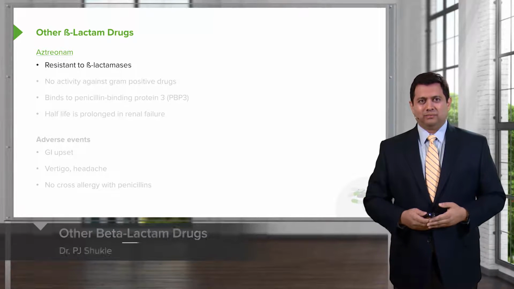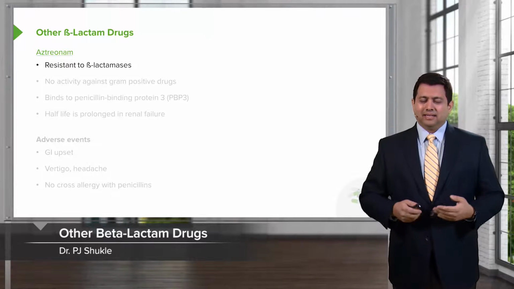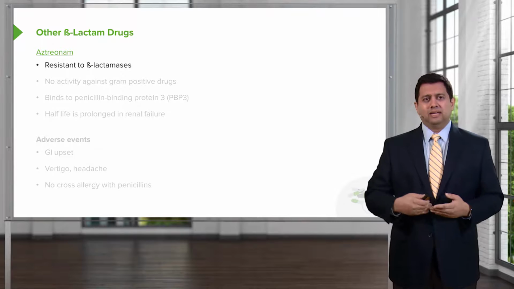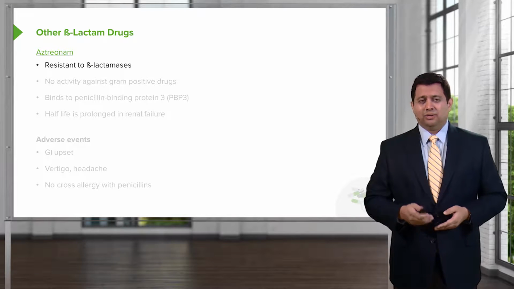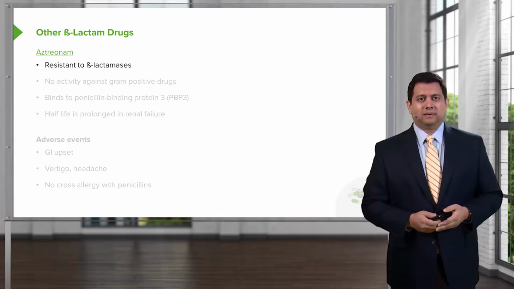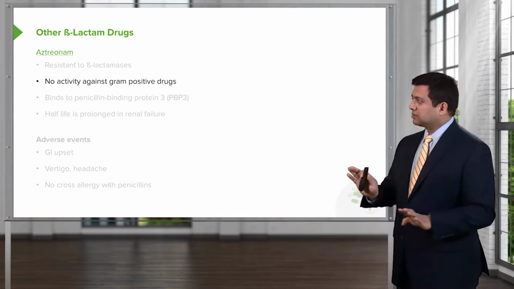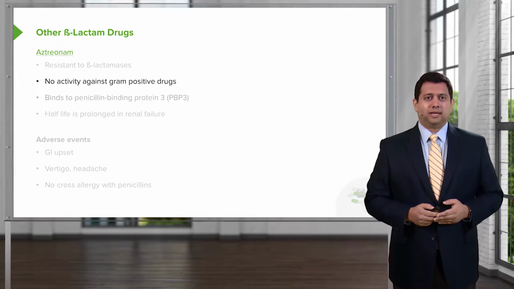Other beta-lactam drugs include aztreonam. Now, this is not commonly used in clinical practice, and you don't hear much about it. It is a drug that you need to know. Why? Because it's resistant to beta-lactamases, which is huge. There is no activity against gram-positive drugs with this particular agent.